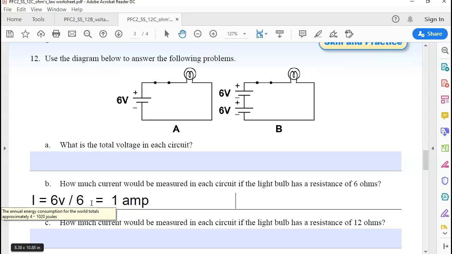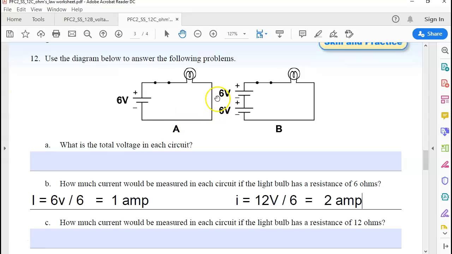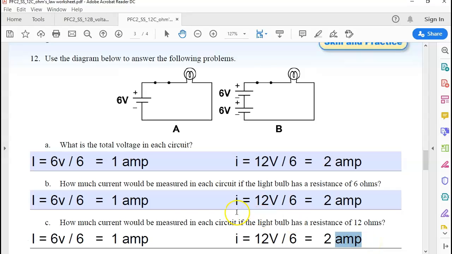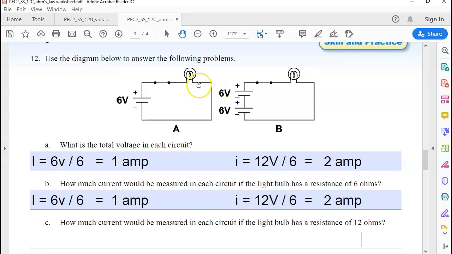Now letter B has 2 batteries. So my current here is going to be 12 volts this time. I still have that same resistance in the battery, 6. This time I have 2 amps of current running through. So if I have twice as many batteries, I have twice as much current going on. Now, if I change the resistance and the light bulb has a resistance now of 12, I have the same formula.